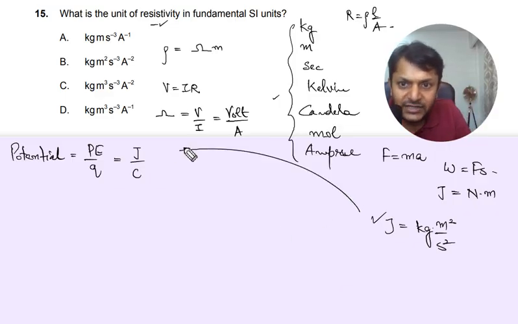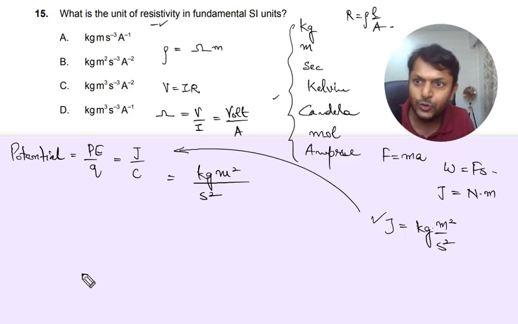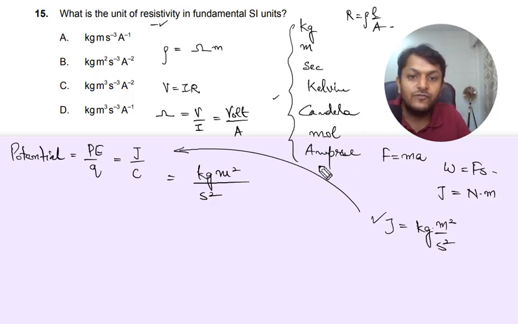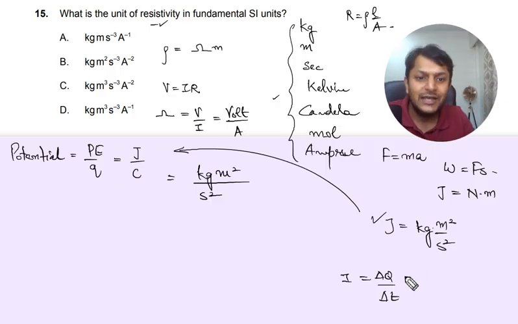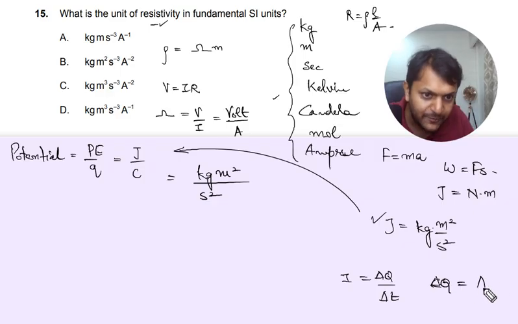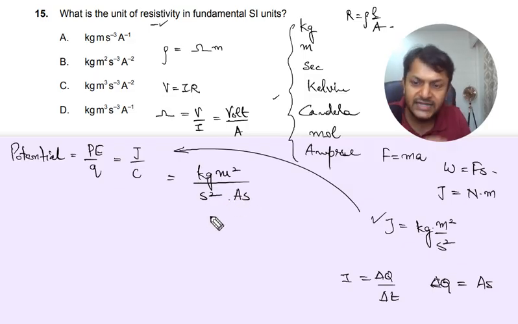So that will be substituted here. It will be kg meter square divided by second square divided by coulomb. Now coulomb is again not in our list here, so what can we do? But I know that I is equal to delta Q by delta T. From there we will find the coulomb. So from here I can say that delta Q is current into time. It can be written as ampere second.